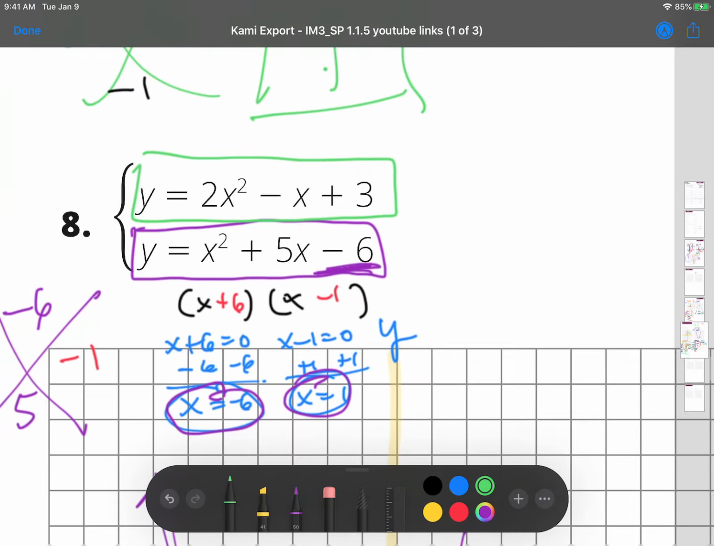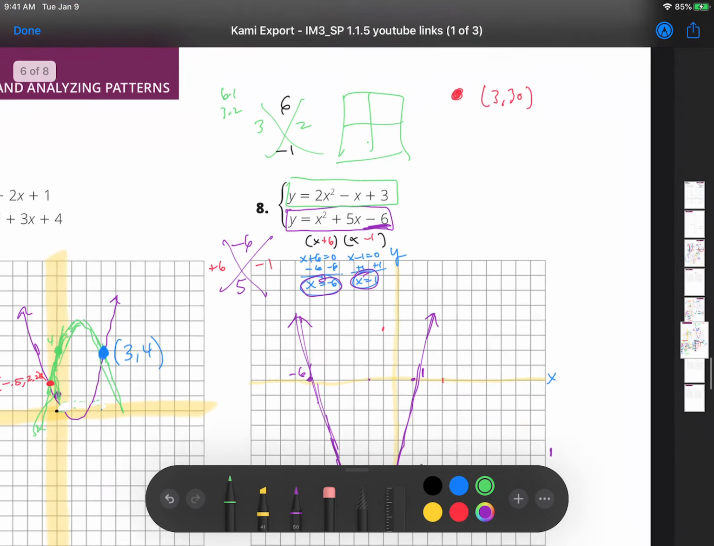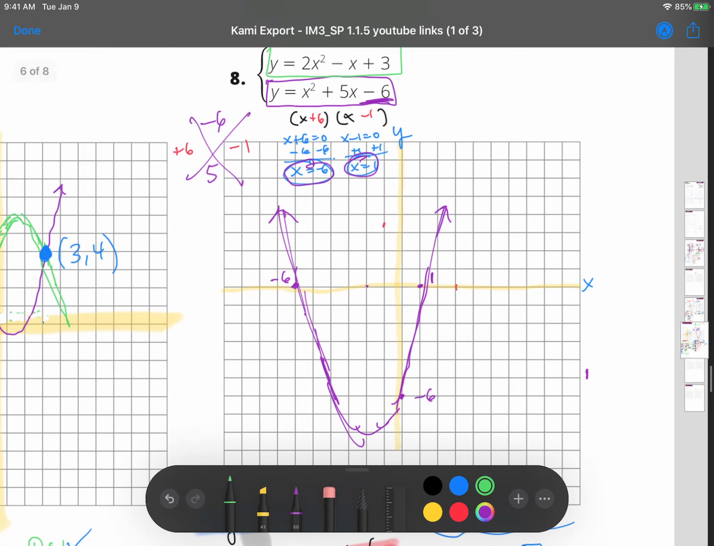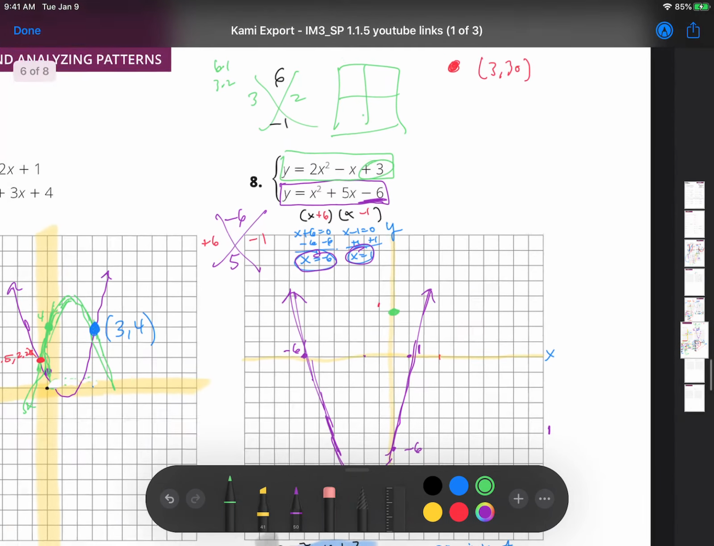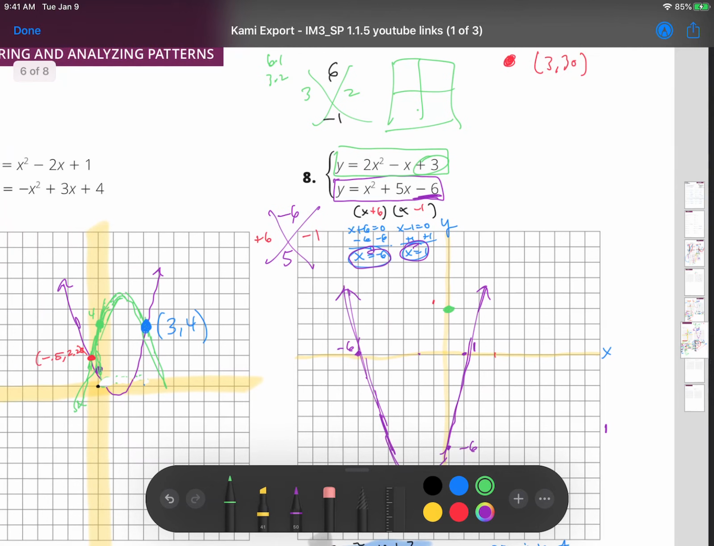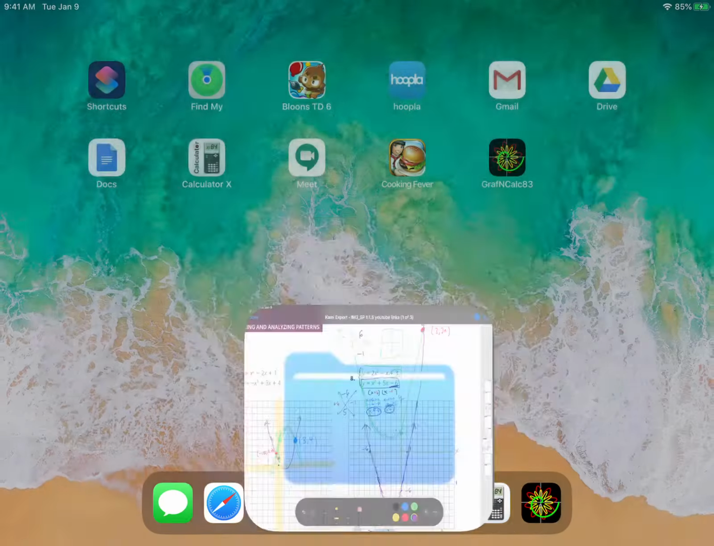So my graph is going to go through 3, and it opens up, so it might look something like, I don't know. And then the purple, I don't know, goes through it once. Let's see what our graphing calculator says.